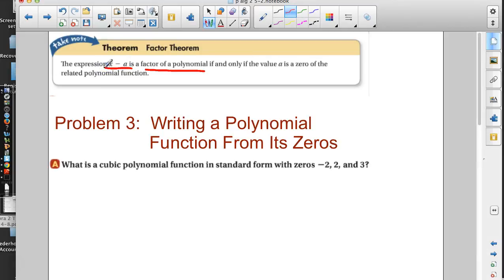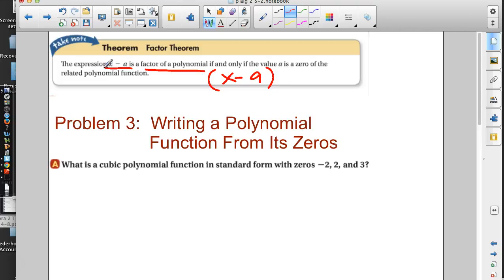So the expression x minus a is a factor of a polynomial. And we know that. That's what they've had us doing in the homework you just asked about from yesterday. We're finding factors. That's what we're doing. If and only if the value a is a zero of the related polynomial function. So here's what they're getting at.